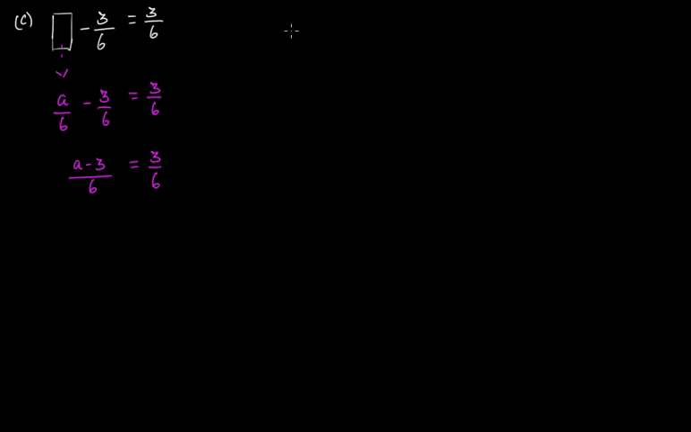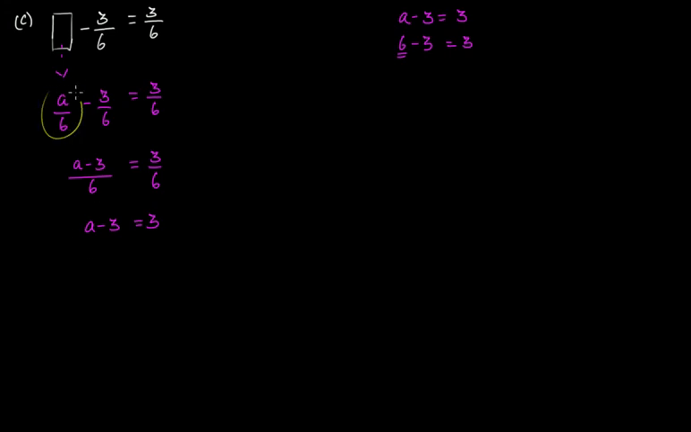Now, of course, a minus 3 should be equal to 3. Then only you'll get this fraction, right? So the subtraction of numerators should be equal to 3. What number should be here so that if we subtract 3 from that number, we get 3? So a minus 3 should be equal to 3, and of course that is 6 minus 3. So the value of a will be 6. Therefore our fraction here will be 6 by 6.